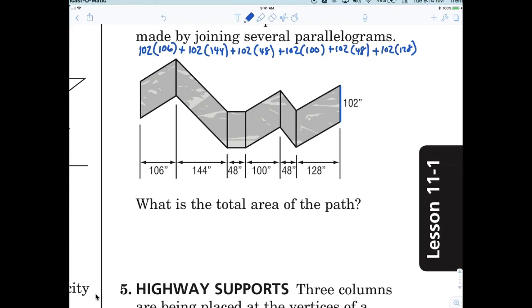What I would like you to see is that you could factor out a what? 102. Very good. When you factor out 102, you're just adding all of the heights. Is it possible to just shorten that? That is the reason why you can do that. You can do it individually, which would be the safe way. Or you think mathematically: because I'm multiplying 102 times all of the heights, I can just add up all the heights, because you're factoring out the 102. Very good question.